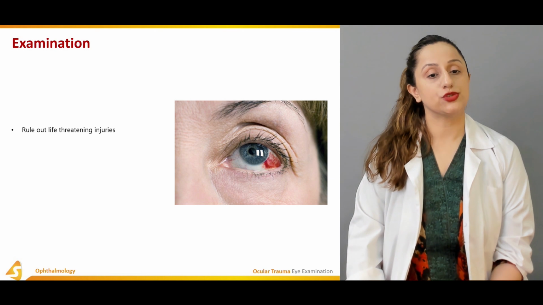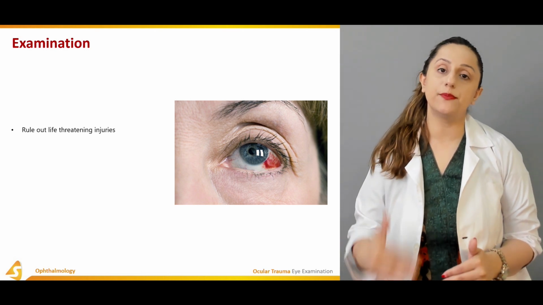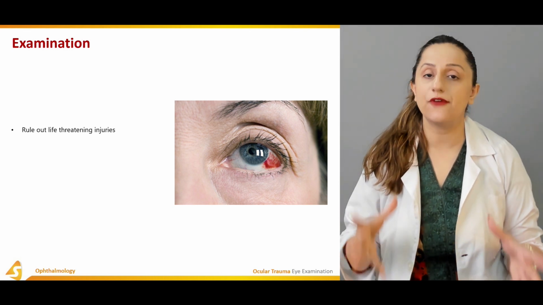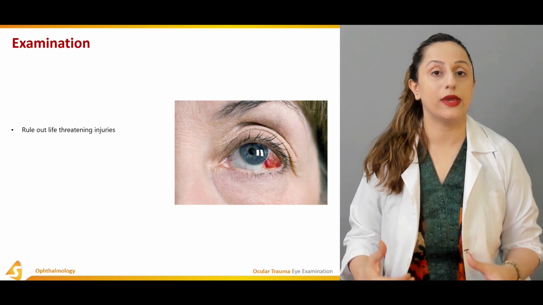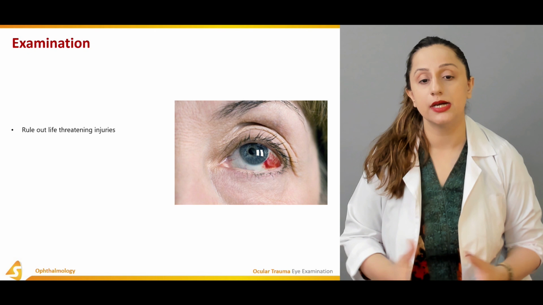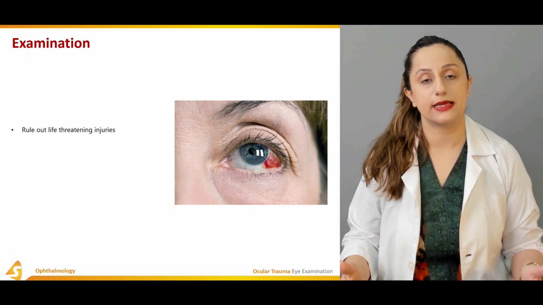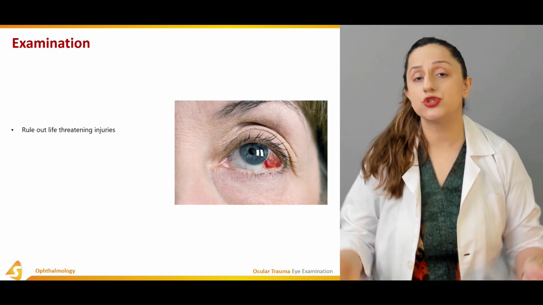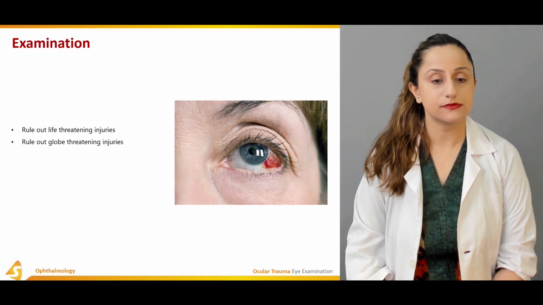Then we'll move on to the examination. Rule out any life-threatening injuries. Whenever you have a patient of trauma, may it be any trauma, you have to stabilize the patient first of all. It has to be the airway, then the breathing and the circulation that has to be stabilized. All of these systems have to be stabilized first of all. And if he's suffering from any other trauma which is life-threatening, you have to stabilize the patient first of all.